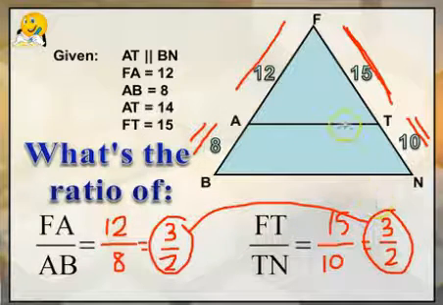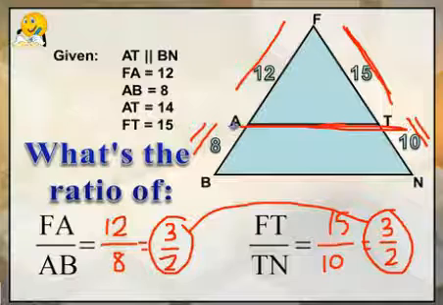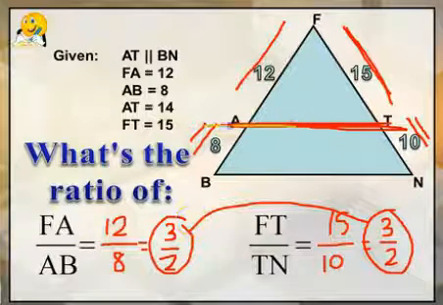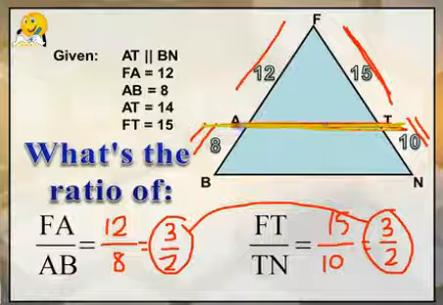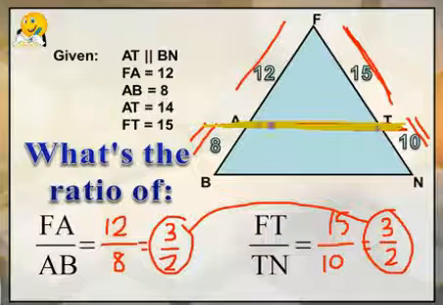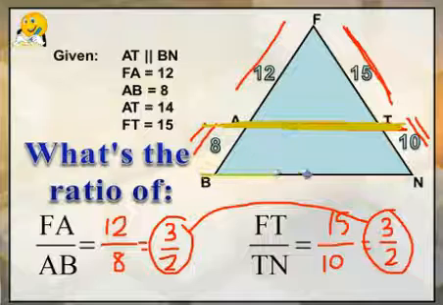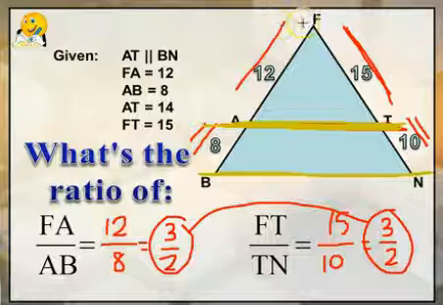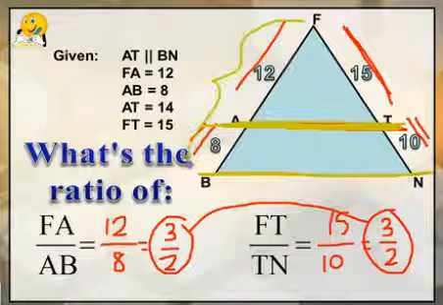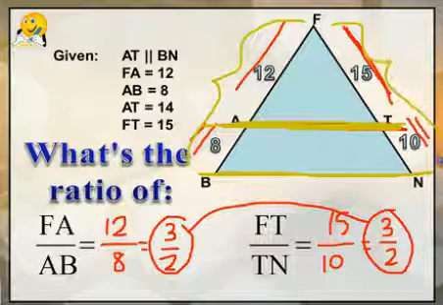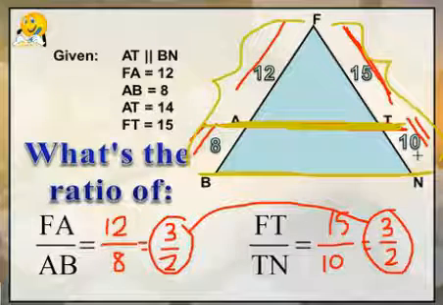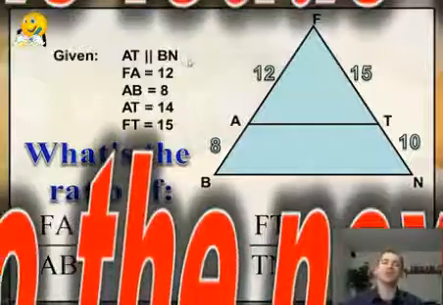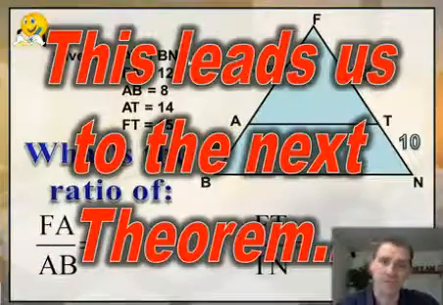It tells you this. Anytime you have a side like this in a triangle, make it yellow. Anytime that side is parallel to this third side, what it does is it divides the sides, this side right there and this side right there, proportionally. And it is leading us to our next theorem.